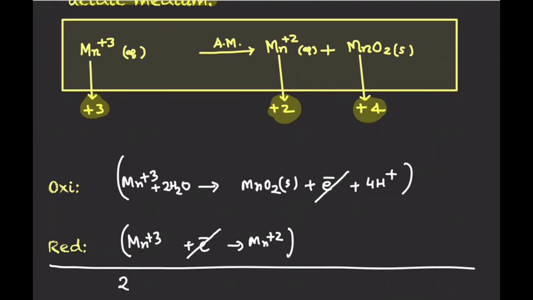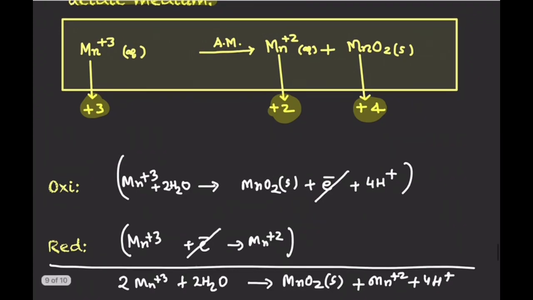We can write that 2 ions of manganese plus 3 plus 2 water molecules, H2O in liquid state, are converted into MnO2 solid, plus manganese plus 2 ion in aqueous state, plus 4 times H plus ion in aqueous state. So this is the overall reaction.